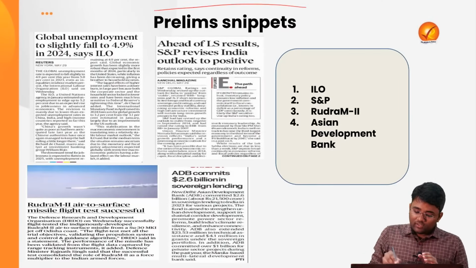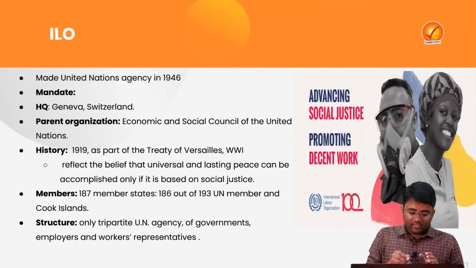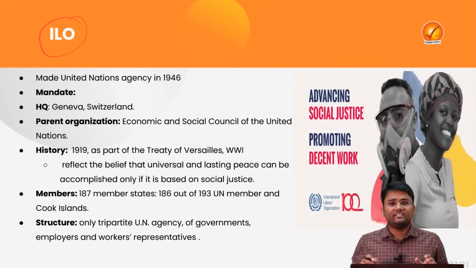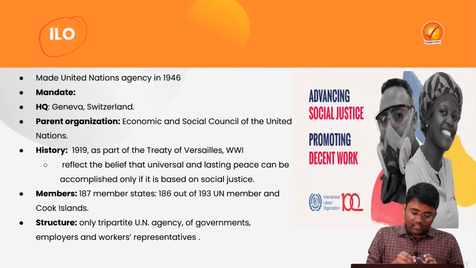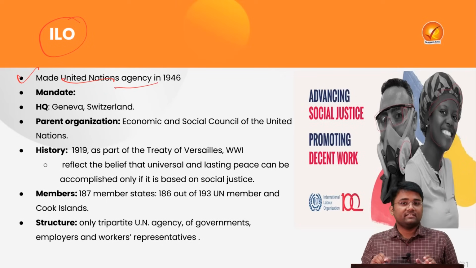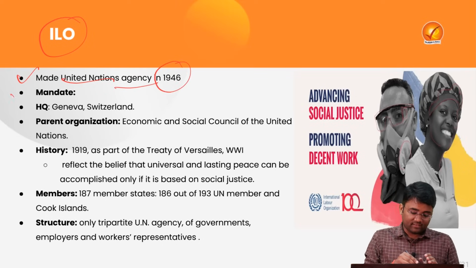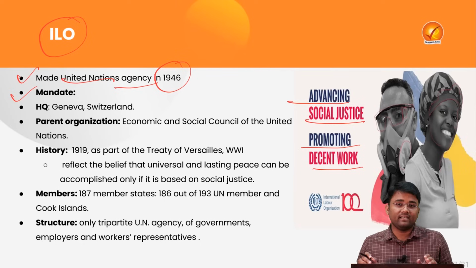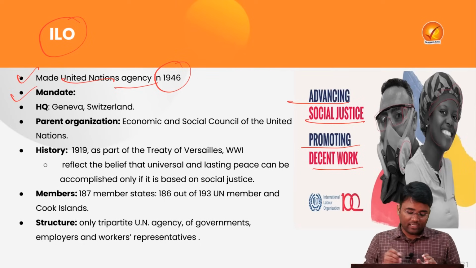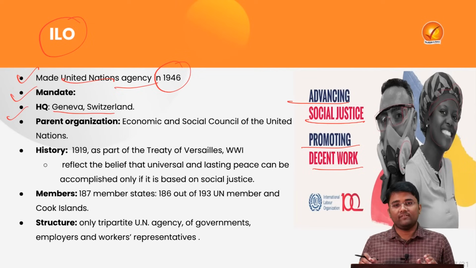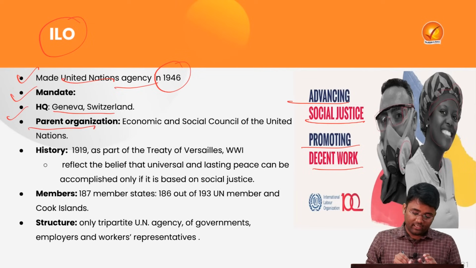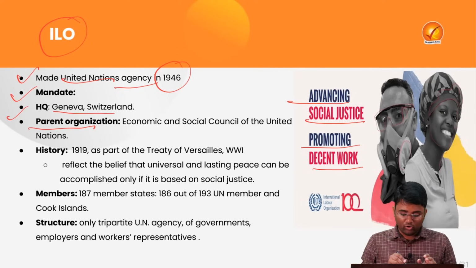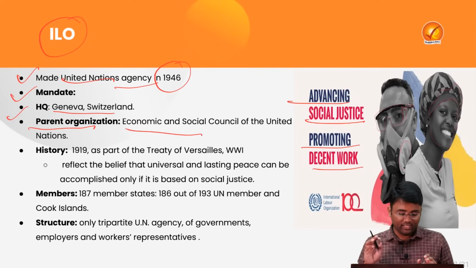Now we will be looking into some prelims snippets. The first topic is the International Labour Organization, or ILO. It was made a United Nations agency in 1946. The mandate of ILO is to advance social justice and promote decent work for all workers in different parts of the world. The headquarters of ILO is located in Geneva, Switzerland. The parent organization of ILO is the Economic and Social Council of the United Nations.